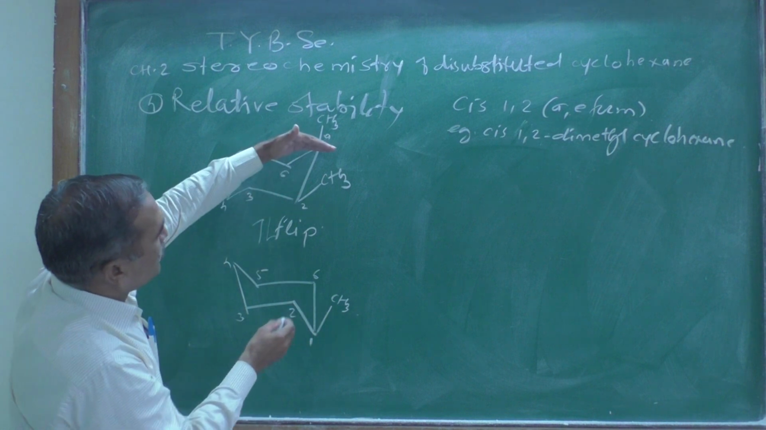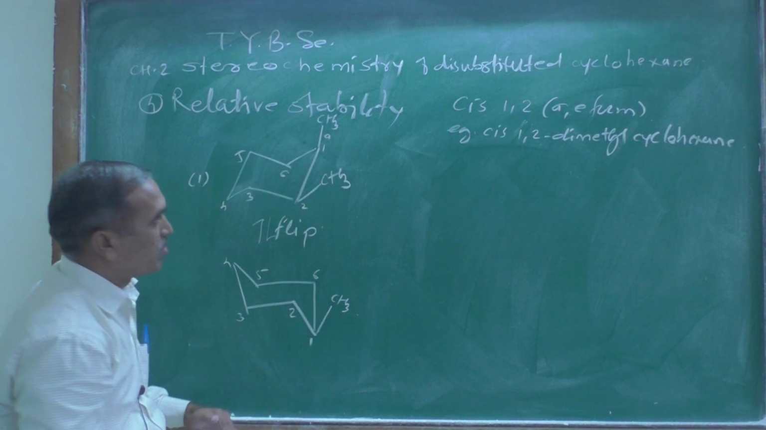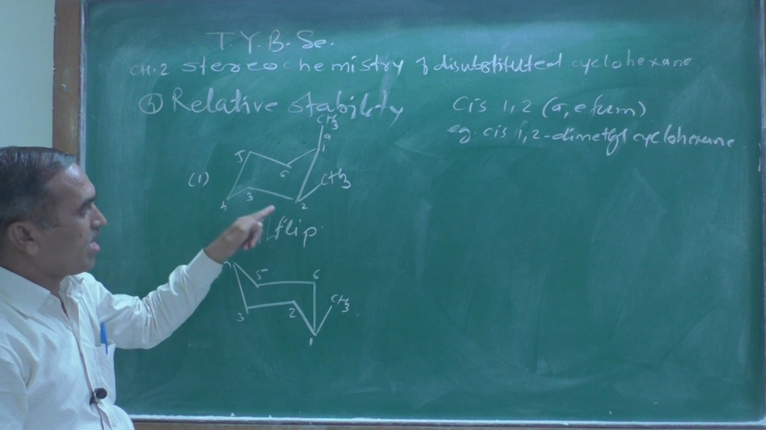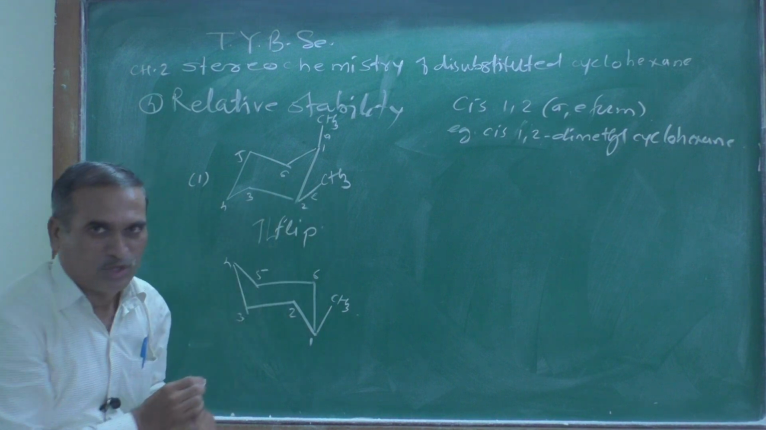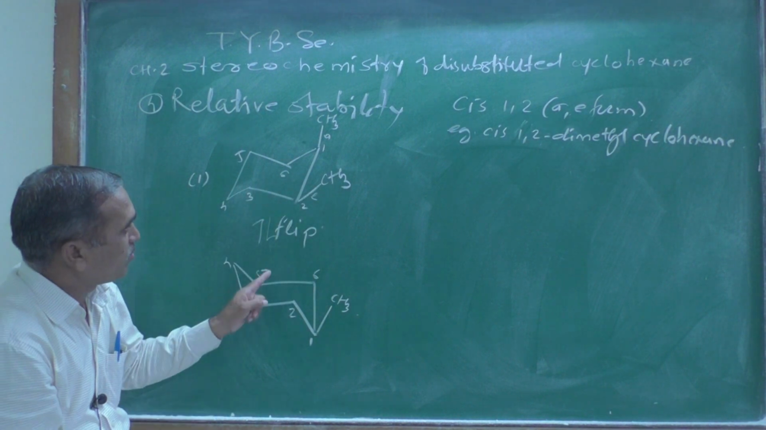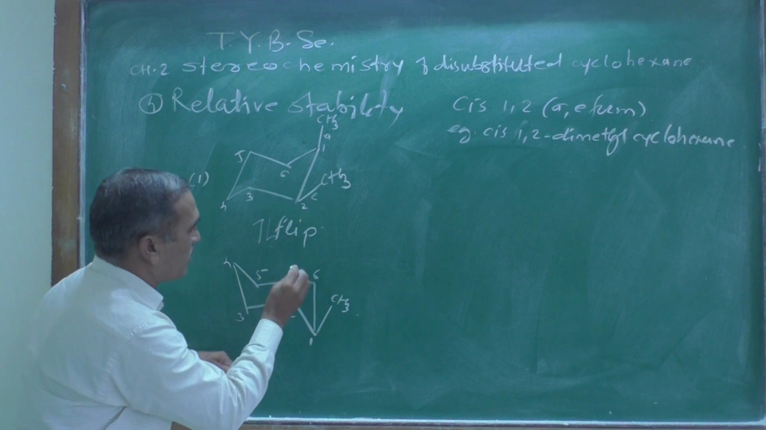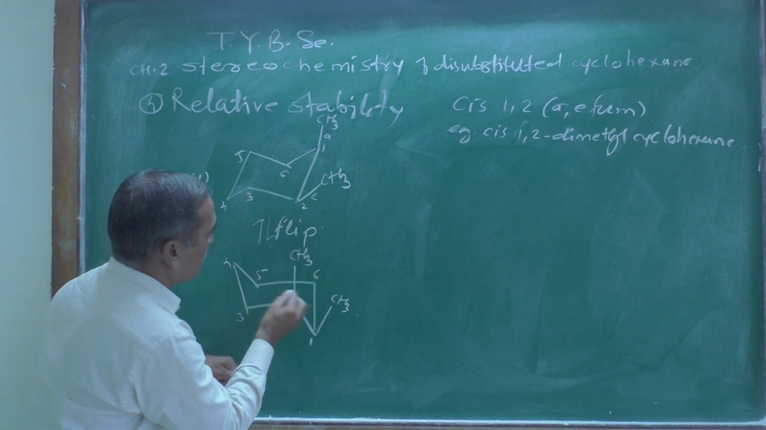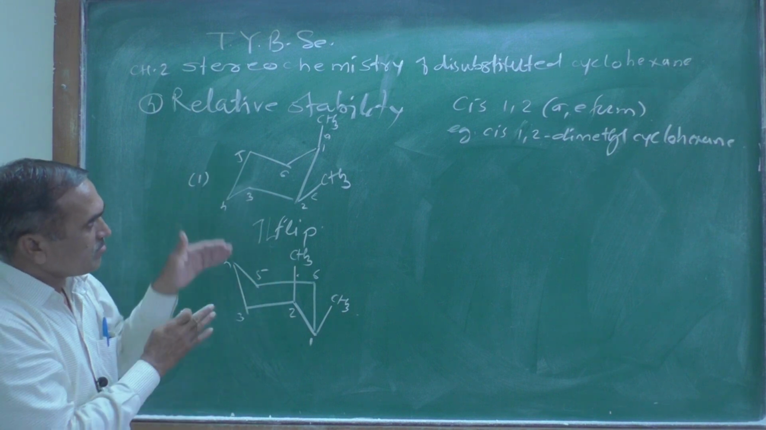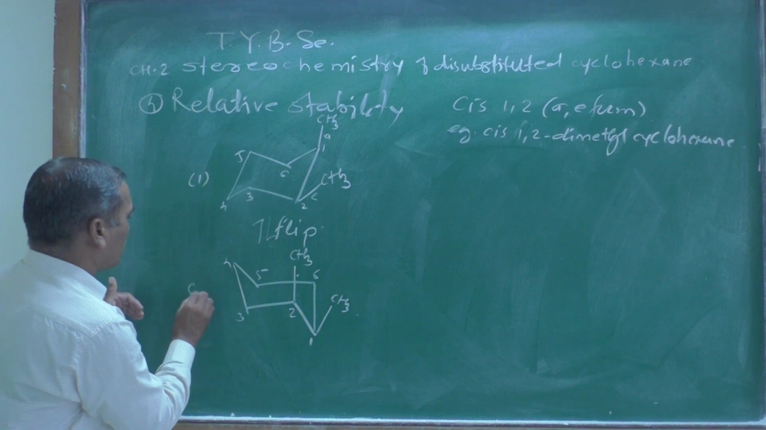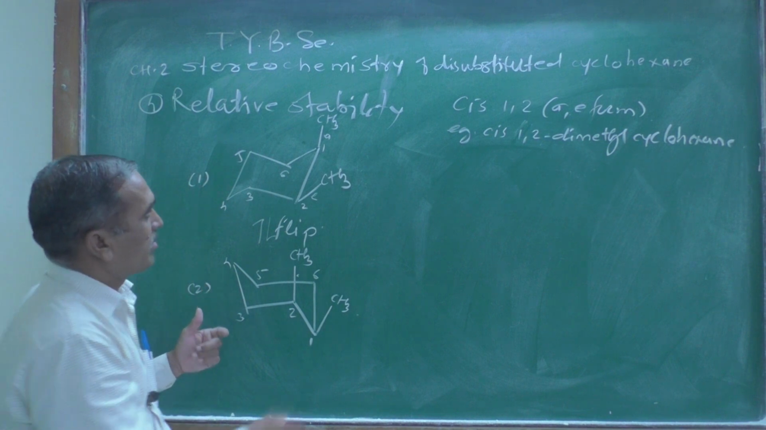At that position, if you put a hand here, it is above the plane, here also it is above the plane. Now look at carbon number 2, where the methyl group is present at the equatorial position. What is going to happen after the flipping? It is going to be present at the axial position. Look at this, this is an axial position. Now you can call this structure number 2.